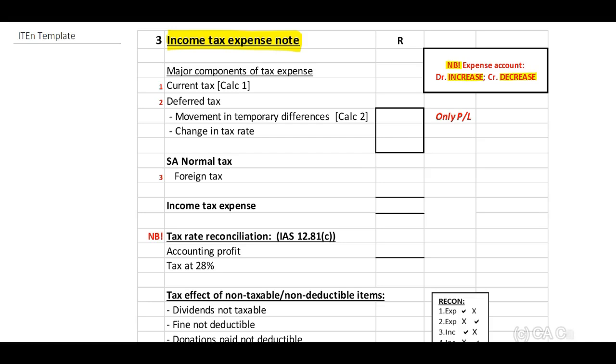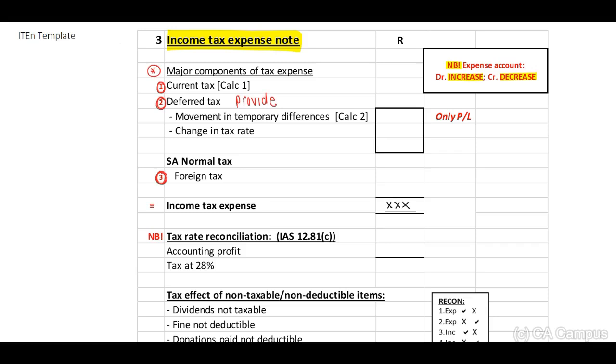Now, the standard indicates to us, if you look at this, that we need to indicate our major components of our tax expense. Out of what does this tax expense amount consist? Number one, our current tax. Number two, our deferred tax. Remember, we provide for the deferred tax. Number three, our foreign tax. And this will be the total income tax expense amount.